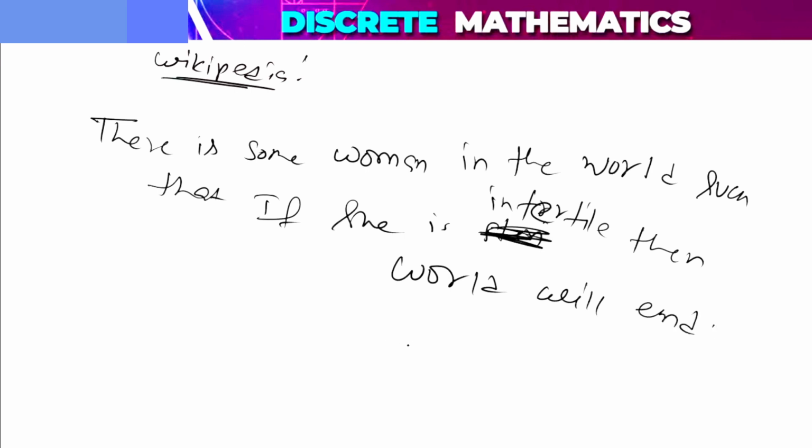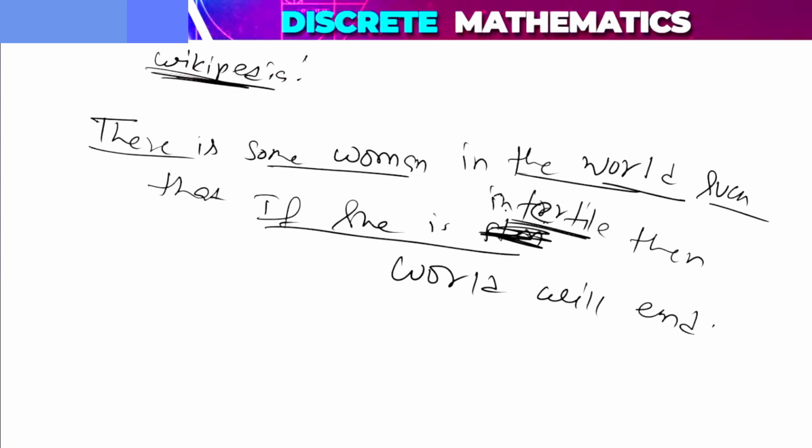Now this statement, he's saying this on Wikipedia. You can find it, but anyway, this statement is saying that there is some woman in the world such that if she is infertile, meaning she cannot give birth to a child, then the world will end. Now does this statement make any sense to you? Is it true, is it false, is it always true, always false? What can we say about it?